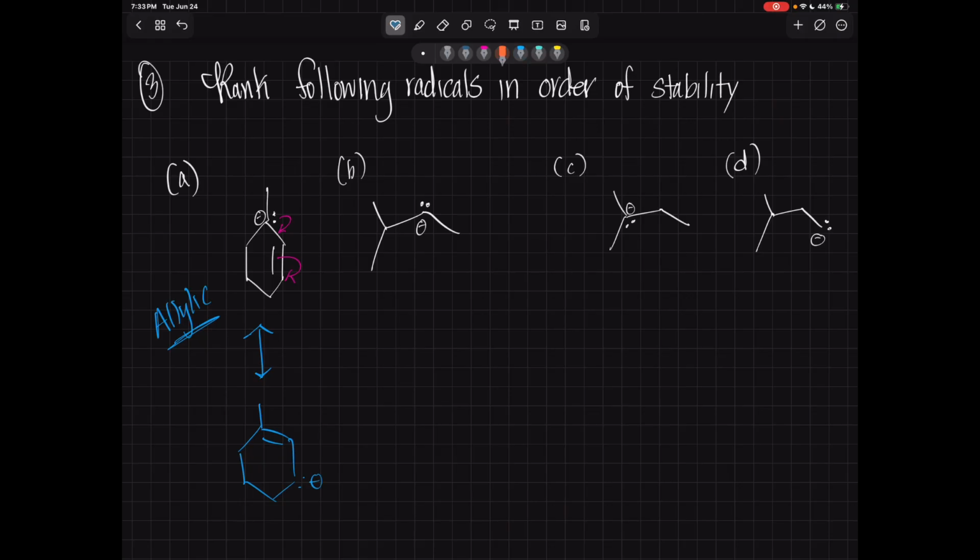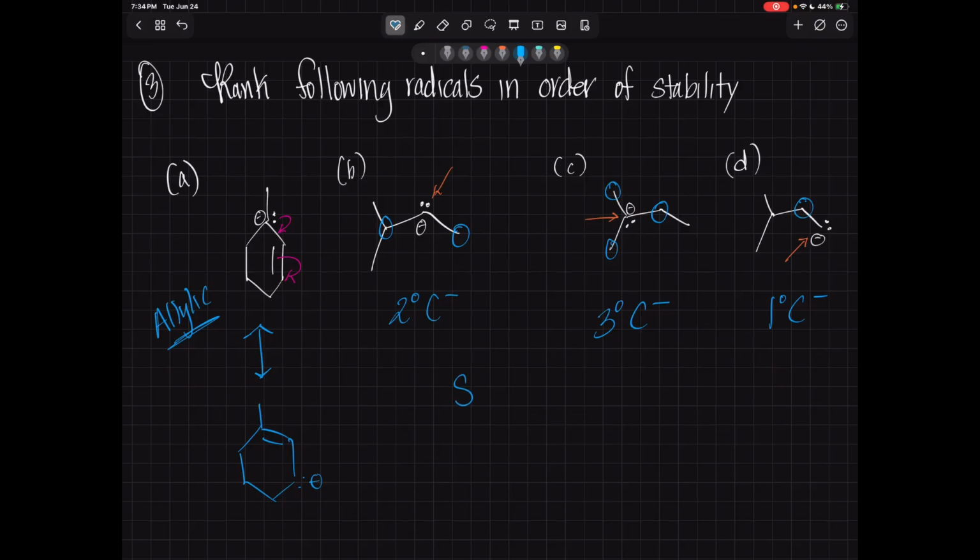Let's look at B. We see that right here is our carbanion. There's no resonance, right? So let's see what it's connected to. It's connected to 2. This is going to be a secondary carbanion. Let's look at C. C has no resonance, but we see it's bonded to 3 carbons, so this makes it a tertiary carbanion. Let's look at D. Right here is our carbanion, and there's no resonance, right? There's no double bonds or pairs of electrons. So it's bonded to 1 carbon, making this a primary carbanion.